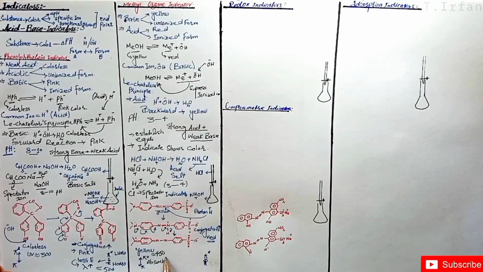The unionized form absorbs the wavelength at about 450 nanometer, which is the wavelength of violet blue color, which has the complementary color yellow, so yellow color appears. The ionized form absorbs the wavelength at about 500 to 520 nanometer, which is the wavelength of cyan green color, which has the complementary color red, so red color appears.